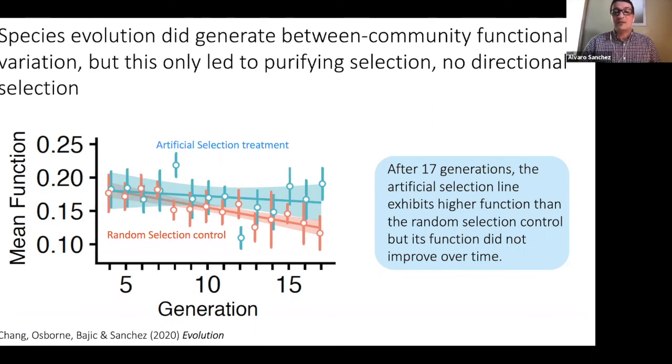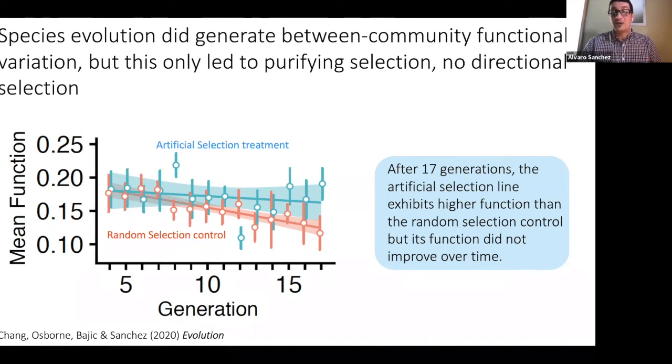So the fact that we see that when you do not apply group level selection, the function declines over time has been reported by other authors for extracellular enzymes. So that actually makes quite a lot of sense. And what we see through the artificial selection treatment is that the function doesn't increase, right? But what you have is a case of, in evolutionary biology, what is called purifying selection, right? So you purge the communities with low function and get rid of them, right?